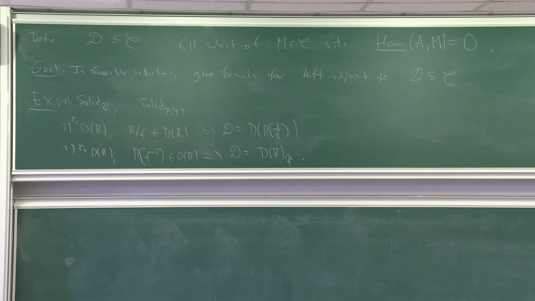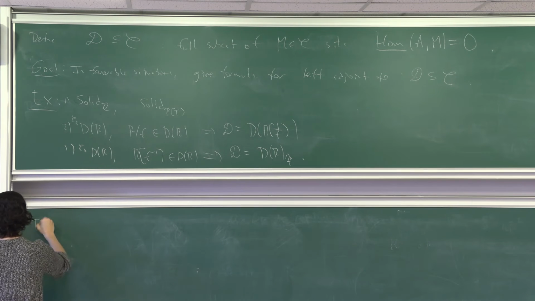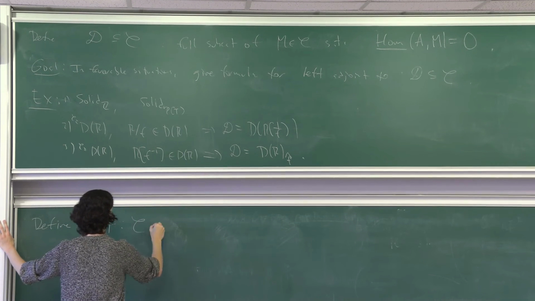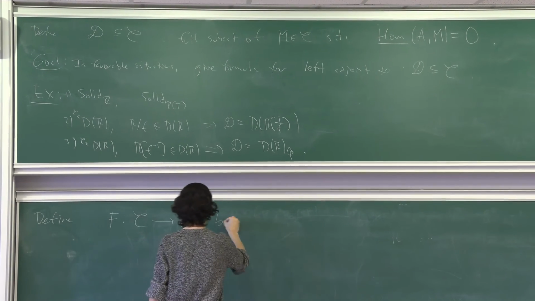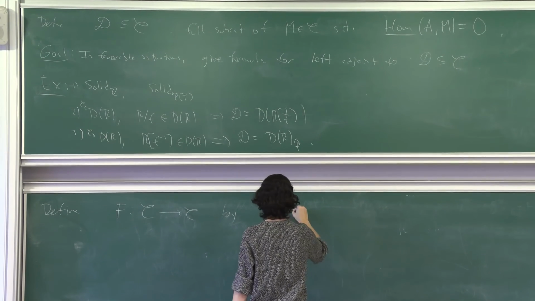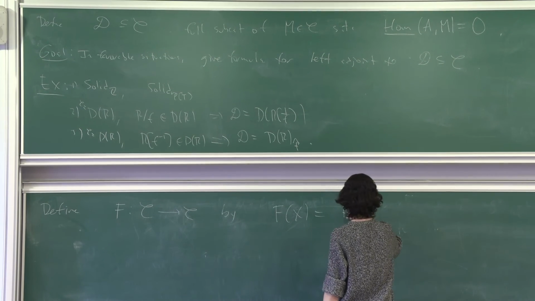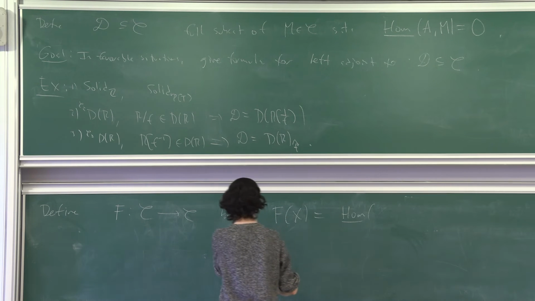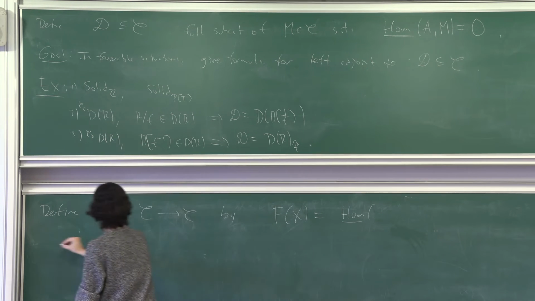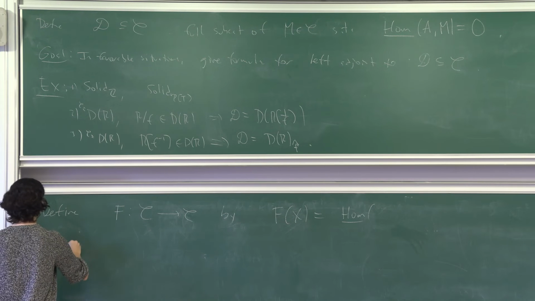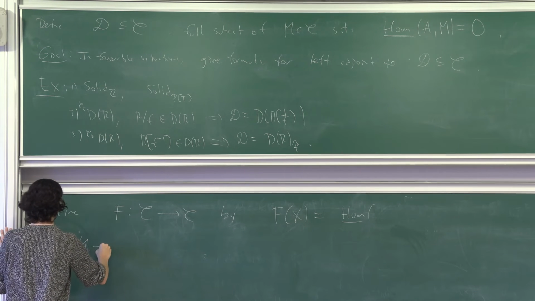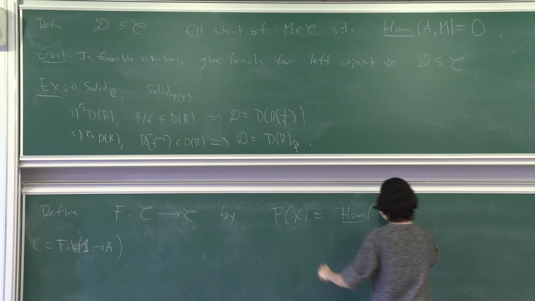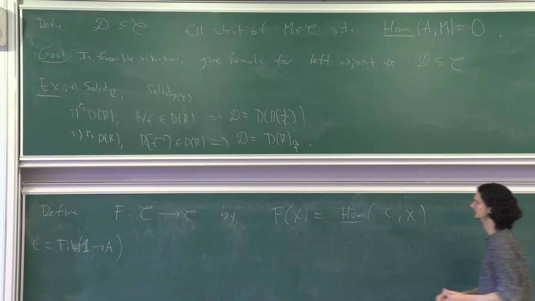So let's define a functor F from C to C by the following. F of X is internal Hom from... let me write C for the fiber of the unit mapping to A. And then I'll define this functor F by F of X is internal Hom from C to X.